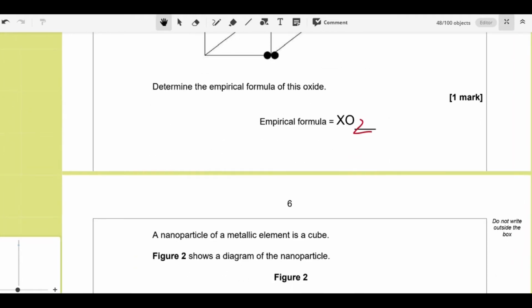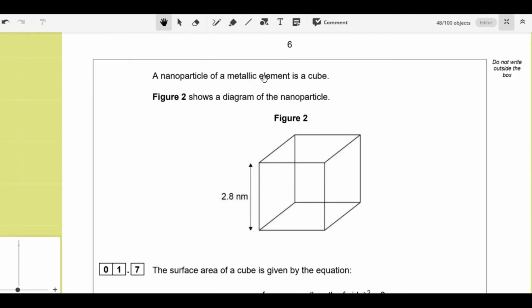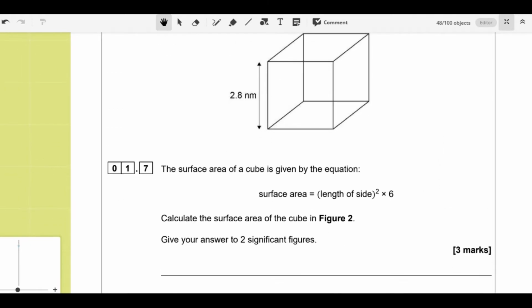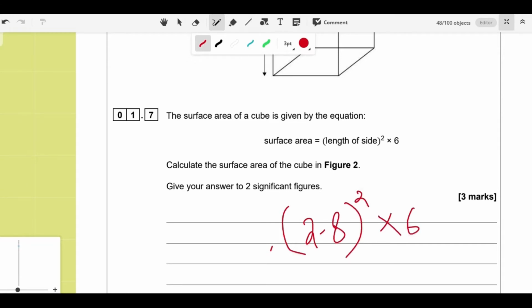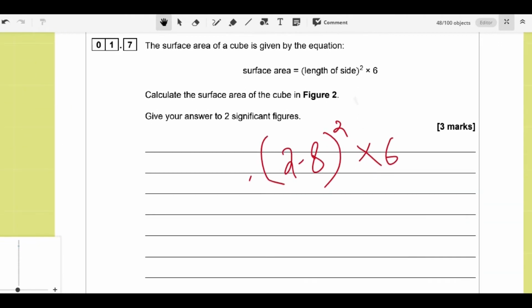Next one, a nanoparticle of a metallic element is a cube. The diagram shows a nanoparticle. Here you can see 2.8 nanometers. Now you need to find the surface area of the cube, and the formula is given: length of side squared times 6. One side length is given, so it is 2.8 squared times 6.